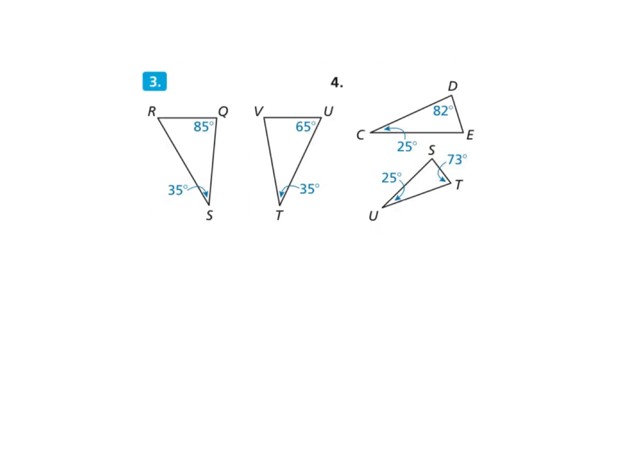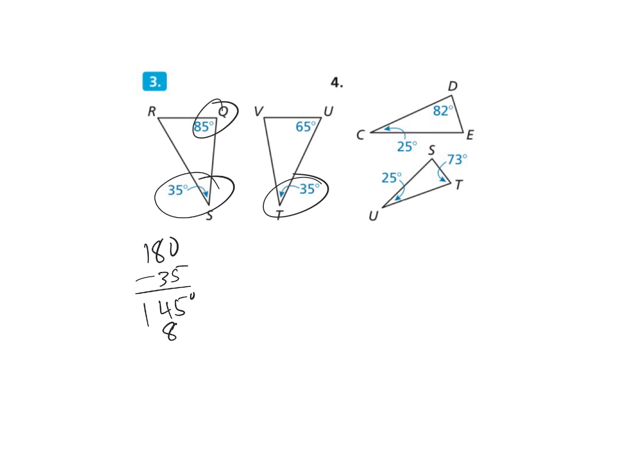Number three, so there's 180 degrees in each triangle. So we do have two that are the same. So we subtract 35, okay? And that gives us 145 degrees. And then let's go ahead and subtract 85. If we subtract 85, that gives us 60 degrees. That should be angle R, which is not angle U. So that tells us no, these two are not similar.